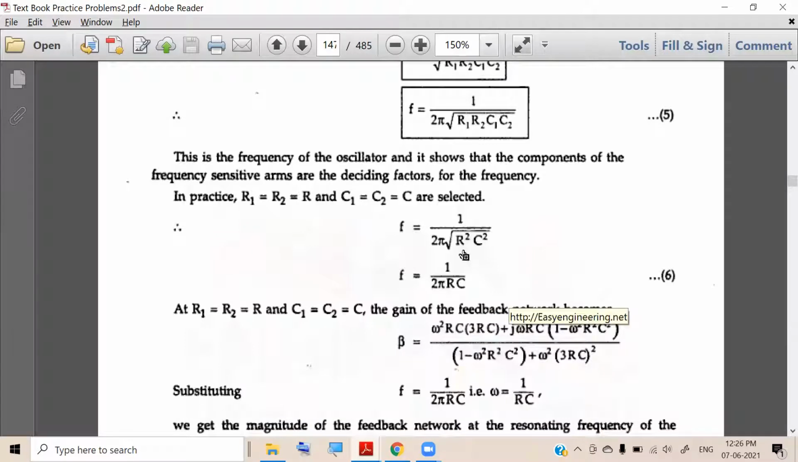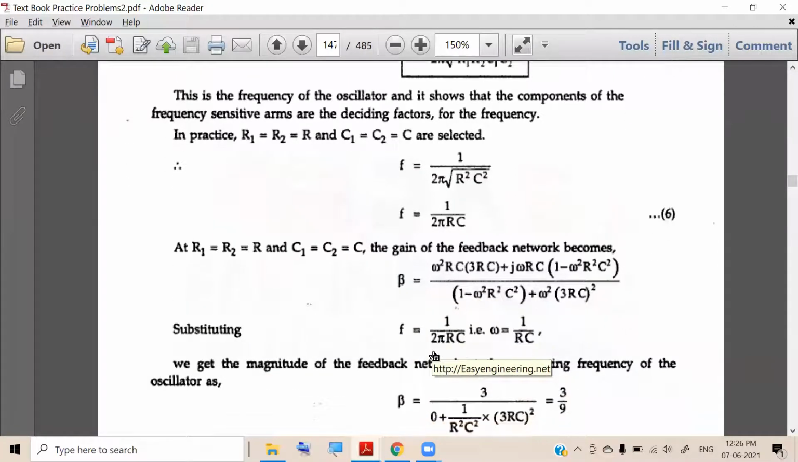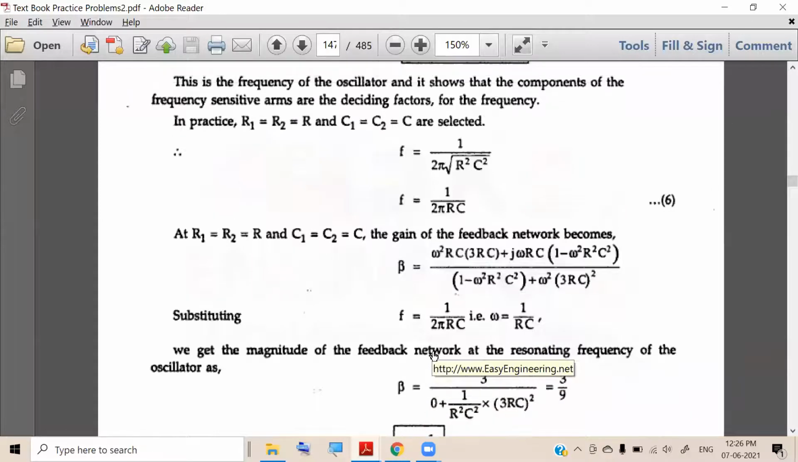Then what we did, we considered this case, when R1 is equal to R2 is equal to R, and C1 is equal to C2 is equal to C. Just now we considered it in the frequency. Now we are considering the same in the expression of beta.